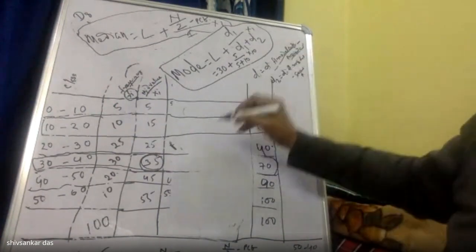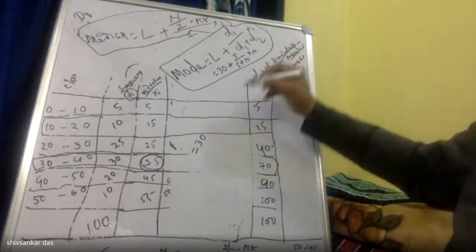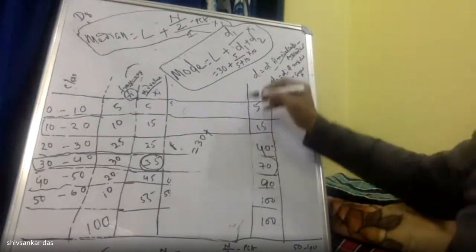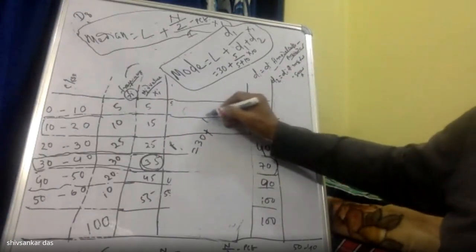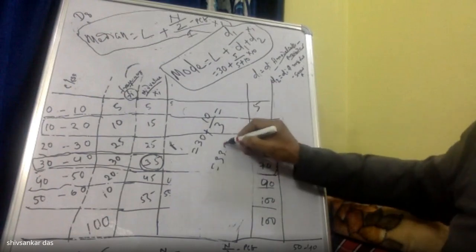That is equal to 30 plus 10 by 3. That's your 33.3.